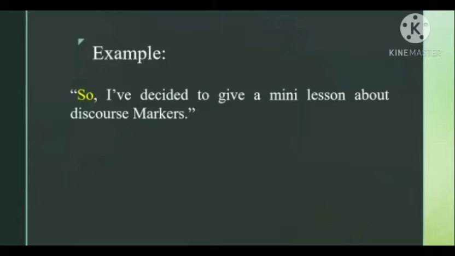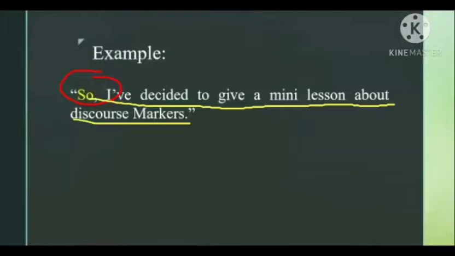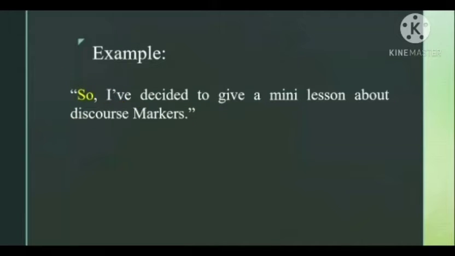For that, take this sentence as an example. So, I've decided to give a mini lesson about discourse markers. In this sentence, our discourse marker is so. So here adopts the meaning of the utterance or the sentence. And if we omit the so, the utterance or the sentence still has the same meaning. Thus, it does not distort the implication of the sentence.